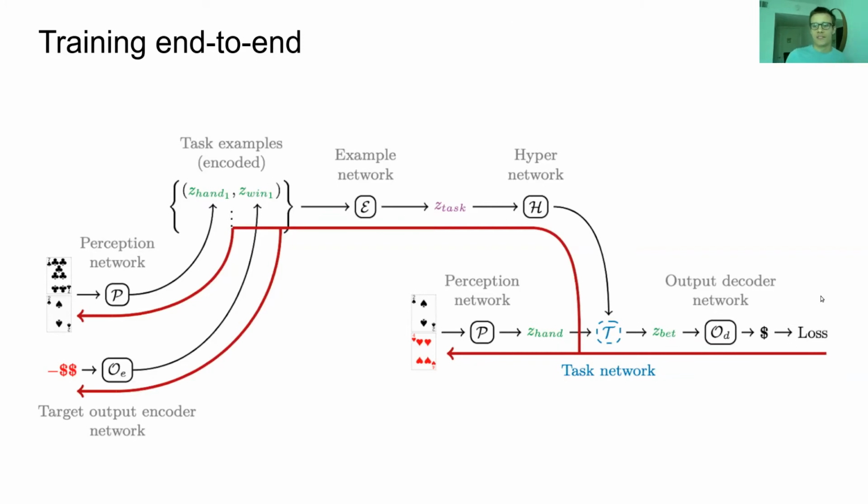And then once we've done that, we can calculate an error, whether the system made a good or bad choice, what we'd call a loss in machine learning. And then we can use that loss to update the weights of all the networks in the system, all the way back even to how these example hands are encoded. And so that's how I'm going to train the system.